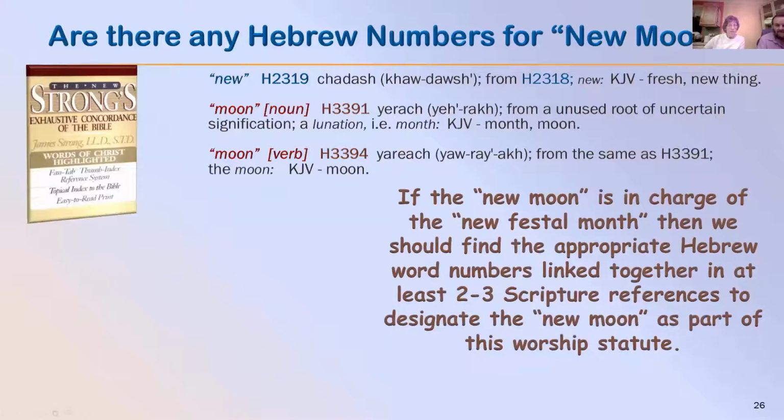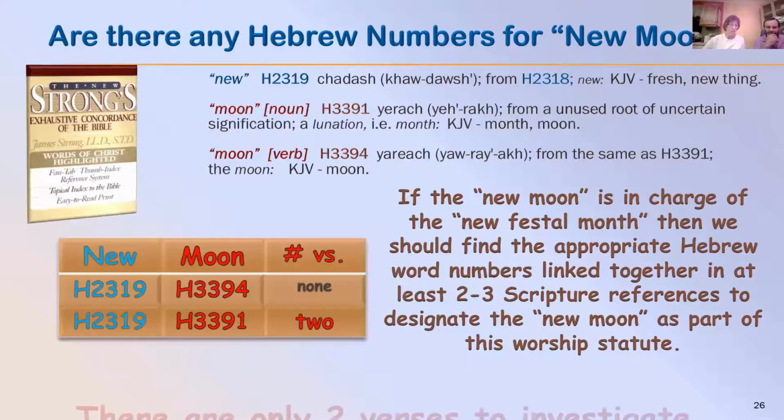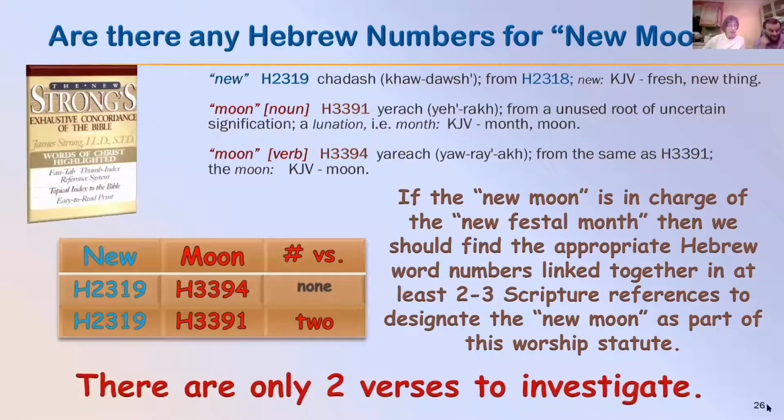Now, if the new moon is in charge of the new festival month, then we should find the appropriate Hebrew word numbers linked together in at least 2 to 3 scriptures, right, Tim? Yes. If we want to have a Torah truth that designates the new moon as part of the worship statutes. That's what we agreed with this whole calendar study, that there had to be at least 2 to 3 witnesses. Yes. And we're feeling now that they should be in Torah, right? Absolutely. Not non-Torah books.